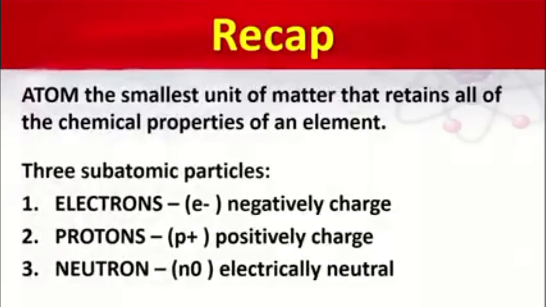To recap, atom is the smallest unit of matter that retains all of the chemical properties of an element. There are three subatomic particles of an atom. We have the electrons, the negatively charged particle, the protons, which is the positively charged particle, and the neutrons, which is electrically neutral.